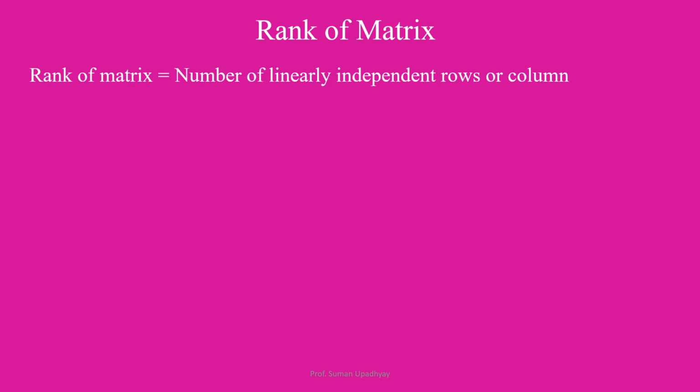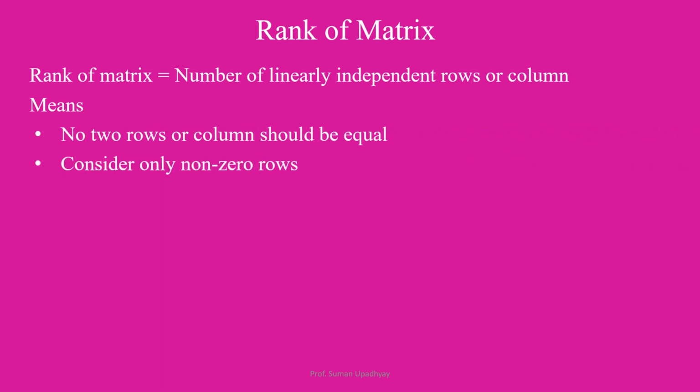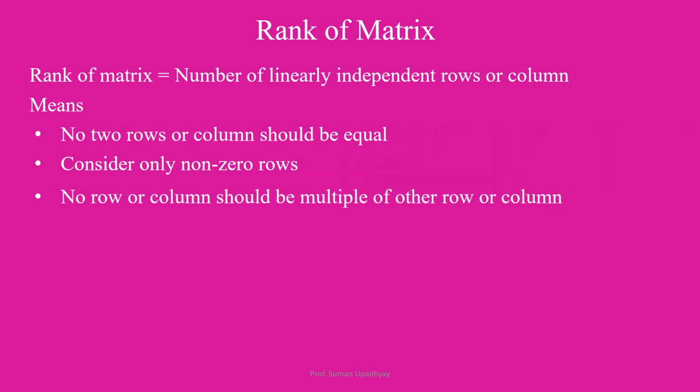What do we mean by independent rows or columns? Here we go. It means no two rows or columns should be equal. Consider only non-zero rows, and no row or column should be a multiple of another row or column. If you remember these three things, then finding independent rows will be easy for you. You just have to observe that no two rows or columns are equal, consider only non-zero rows, and no row or column is a multiple of another row or column.